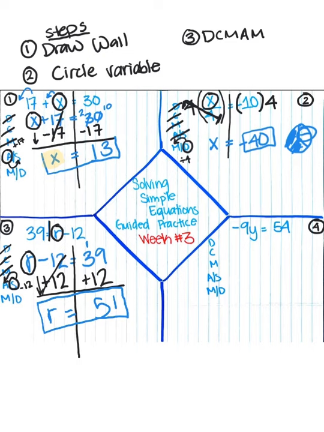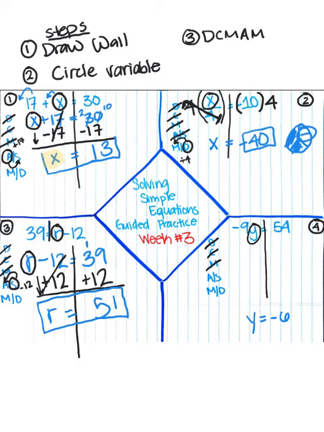Well, this last one is for you to do. What do you get as your answer? You should get y is equal to negative 6. And here's why. I'm going to go ahead, draw my wall, circle my variable, which is y, and then use my DC man. Don't have to distribute, combine, or move.